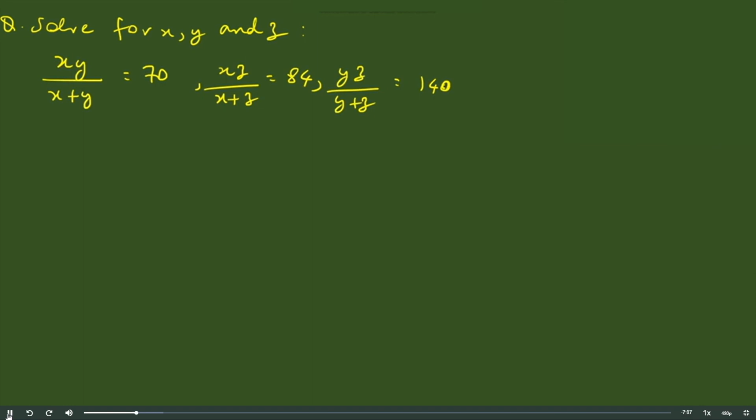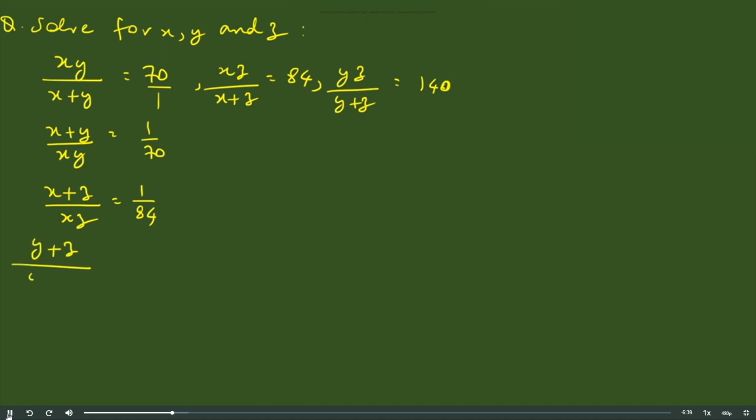Okay. Now what we have to do is take the reciprocals of these equations. How do you take the reciprocal? xy by x plus y, reciprocal is x plus y by xy equals 1 by 70. Then x plus z by xz is equal to 1 by 84. y plus z by yz equals 1 by 140.